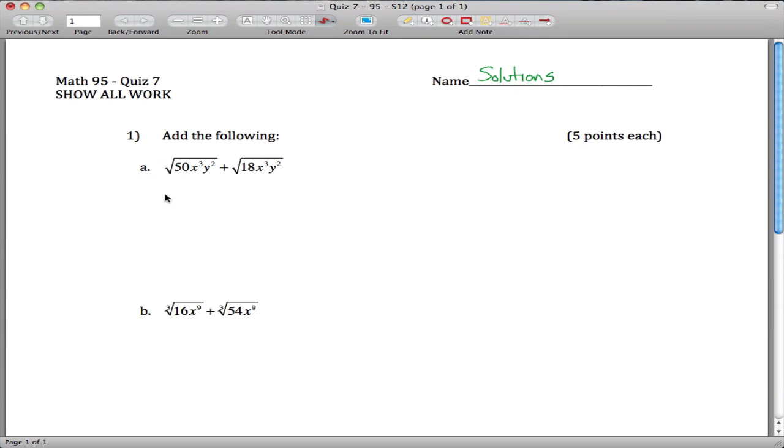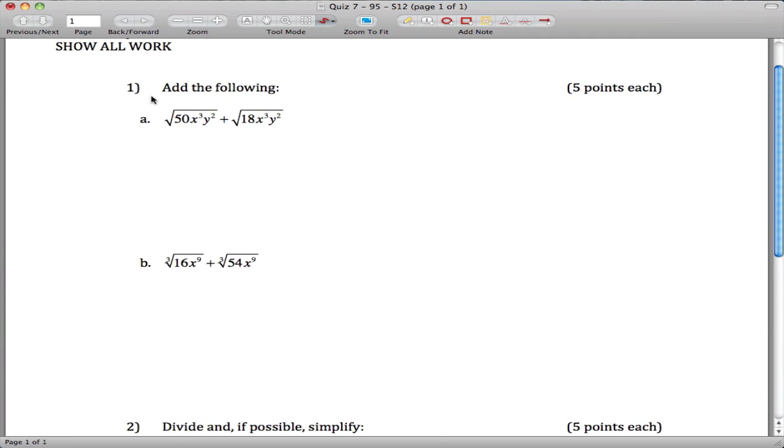Solutions for quiz 7 for Math 95. So in number 1, we're just supposed to add these guys and then add these guys.